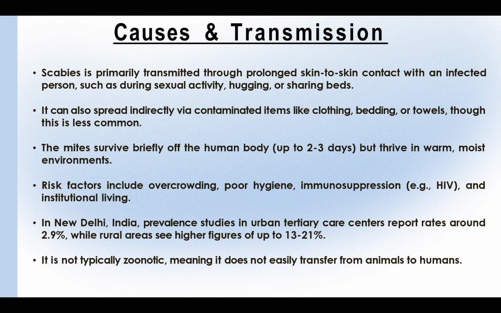Transmission happens mainly through prolonged skin to skin contact, think sexual activity, hugging, or sharing beds. Indirect spread via contaminated clothing, bedding, or towels is less common but possible. Mites might survive off the body for just 2 to 3 days in warm, moist environments. Risk factors include overcrowding, poor hygiene, immunosuppression like HIV, and institutional living. In New Delhi, urban studies showed 2.9% prevalence, while rural areas hit 13 to 21 percent. And no, it is not typically zoonotic. No easy jump from animals to humans.